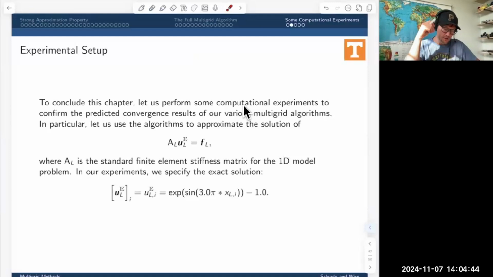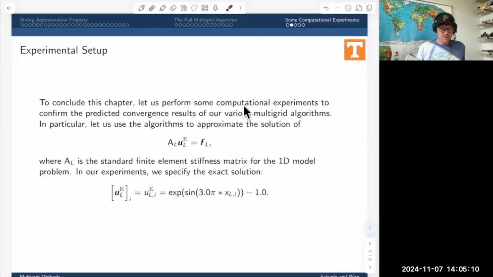The solution is going to be something which is only 1 dimensional, of course. It's going to have 0 boundary condition. The exponential of some sine function. I'll show you what this looks like momentarily, but just keep in mind it's 1 dimensional. So the stiffness matrix is the standard stiffness matrix computed from 1D finite element.